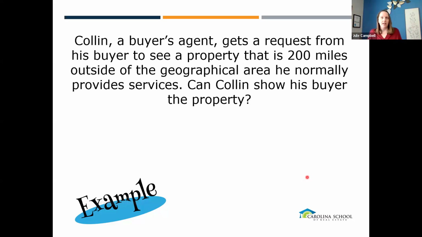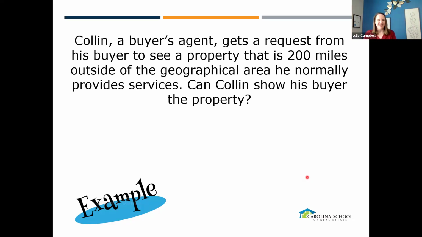That's up to Colin. And that's again where we need to decide the parameters that we want to work. We need to decide our boundaries. How far are you willing to go? Some of you may be okay with working the entire Triad. Others of you may not want to leave Forsyth County. My license says I can help with any property in the state of North Carolina. It's up to me to set my parameters.